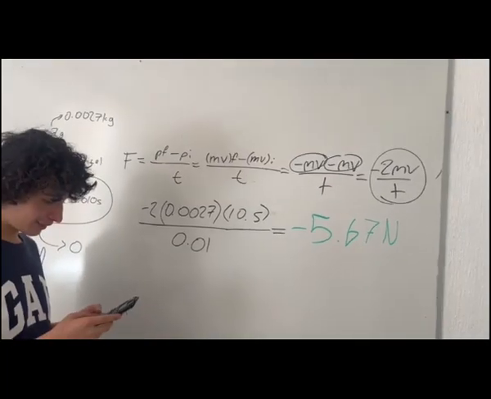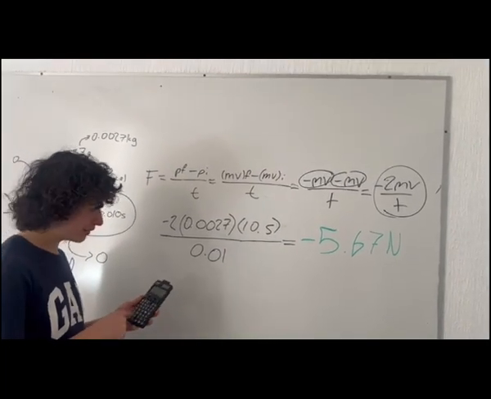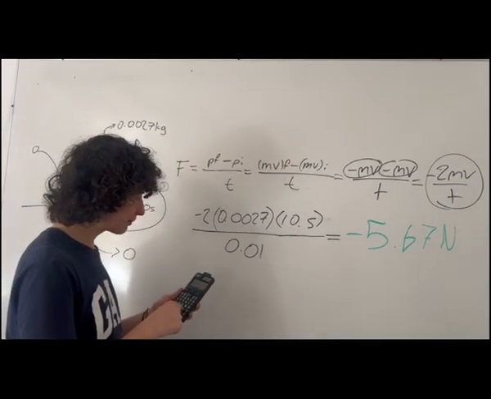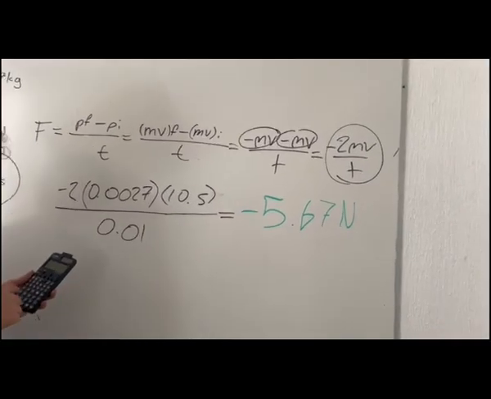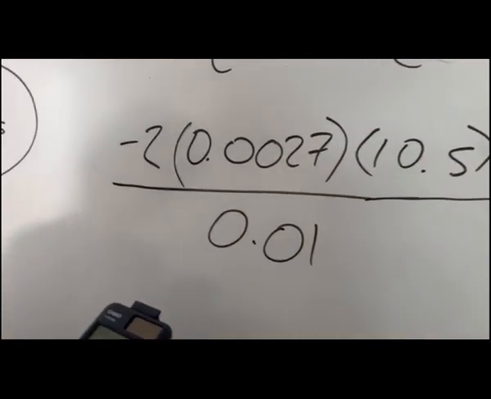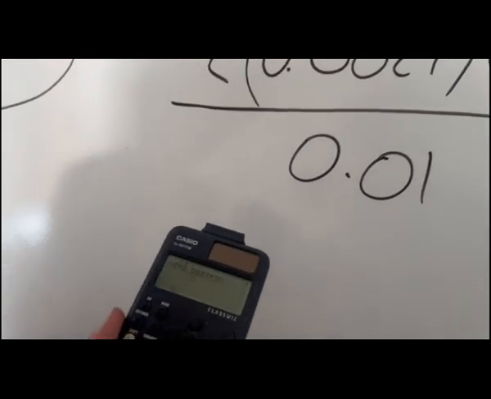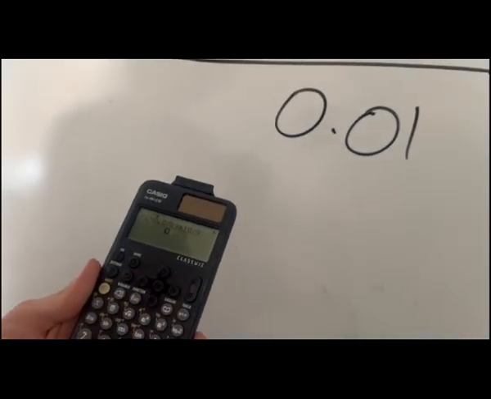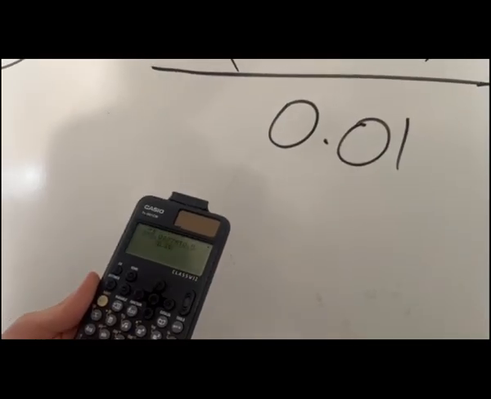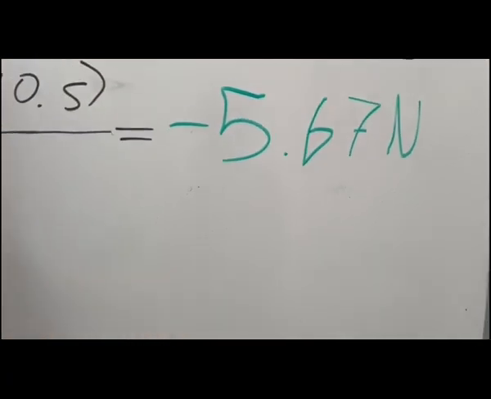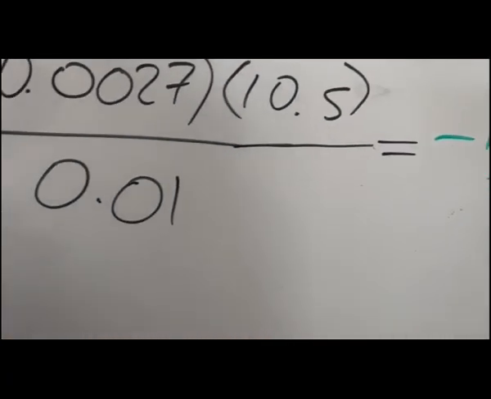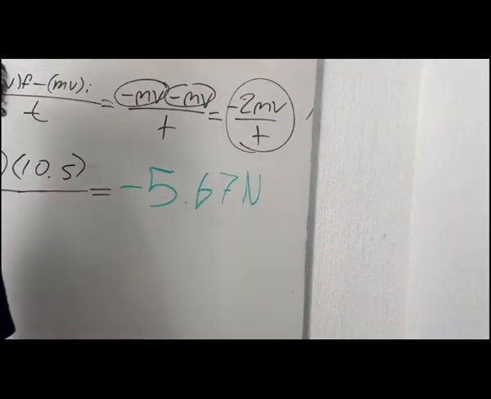Okay, we're going to compute minus 2 times 0.0027 times 10.5, all we just did on the board, but now in the calculator because we want to calculate it. Okay, minus 5.67. And that is our result.